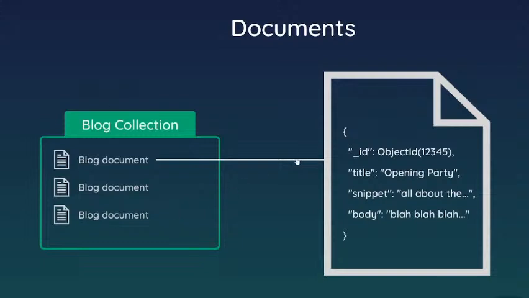Now, a document is a bit like a record in a SQL database. Each one represents a single item of data. So a blog document represents a single blog. Now, these documents are stored in a format that looks very similar to JSON or JavaScript objects. They basically hold a series of key and value pairs. For example, a blog document could have a title, a snippet, and a body property, and it would also have this auto-generated unique ID to identify it as well.